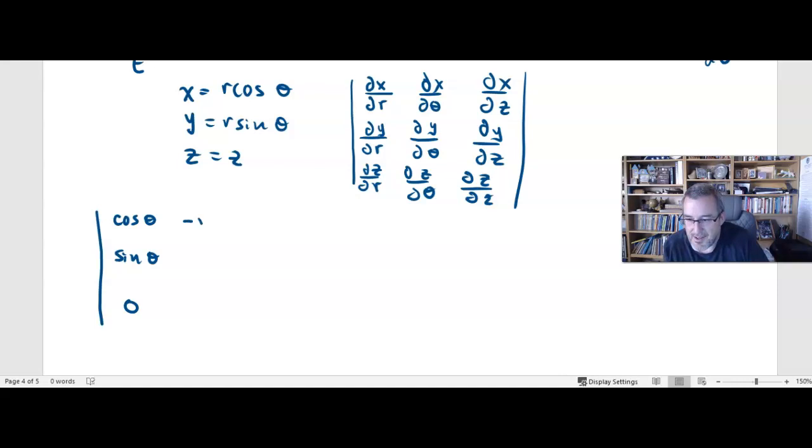dx d theta, dy d theta, dz d theta. Now watch this. dx dz, the derivative with respect to z. If you're taking the derivative with respect to z, we hold r constant, we hold theta constant. This is just a constant, and the derivative of a constant is 0. Same thing. The derivative of z with respect to z, though, would be 1.